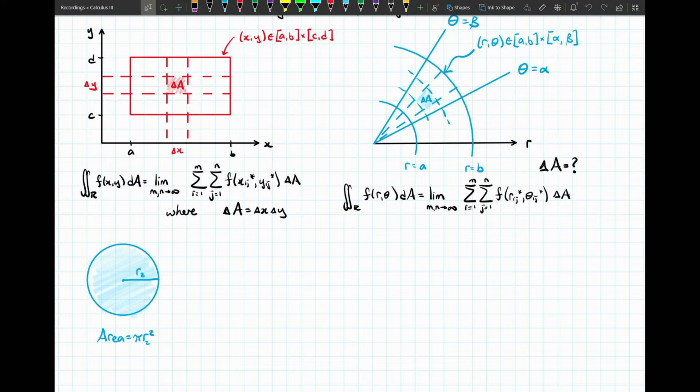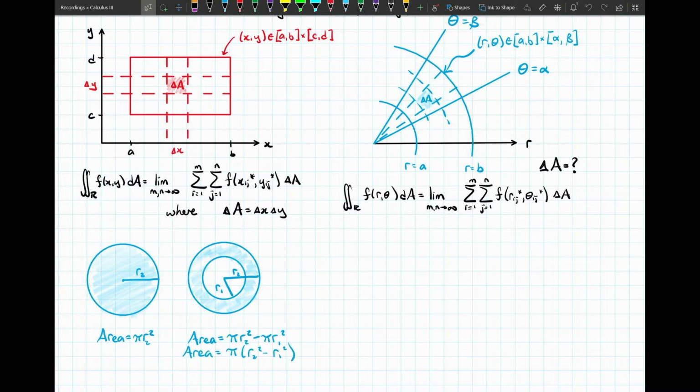To start us off, one of the easiest shapes in polar coordinates is a circle. Let's say the area of a circle is pi r squared. I'm going to use r2 here because our next shape is going to have two radiuses, r1 and r2. If we want to find the area of this shaded ring with an inner radius of r1 and an outer radius of r2, it's nothing really different than subtracting the area of two circles: pi r2 squared minus pi r1 squared. And if you want to factor that, pi times the difference of squares, r2 squared minus r1 squared.